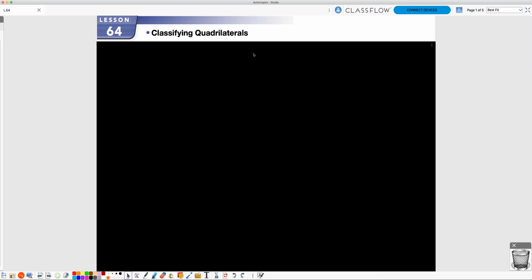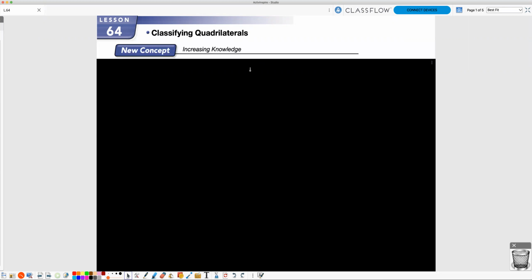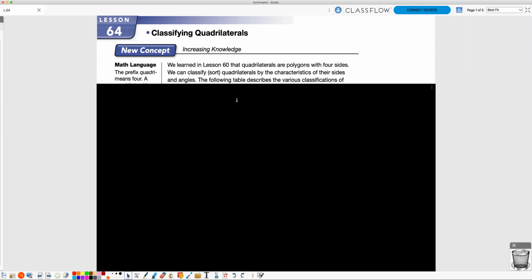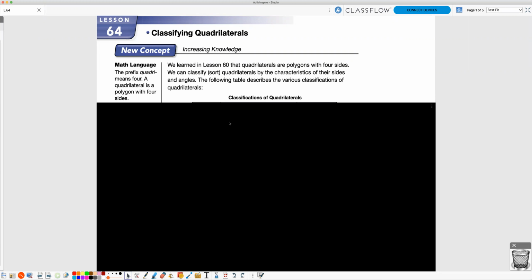This is classifying quadrilaterals. It's a new concept. We learned in lesson 60 that quadrilaterals are polygons with four sides. We can classify or sort by the characteristics of their sides and angles. The following table describes the various classifications of quadrilaterals.